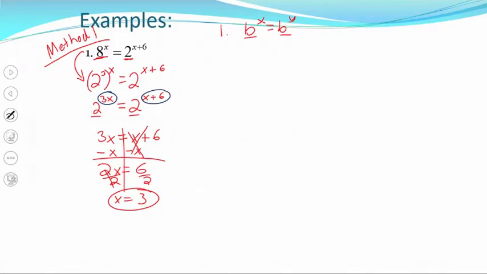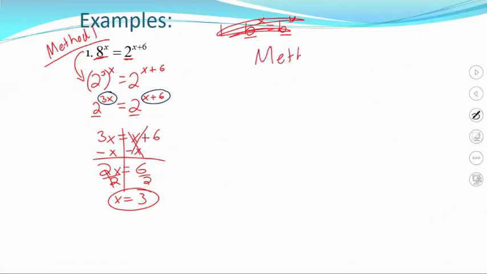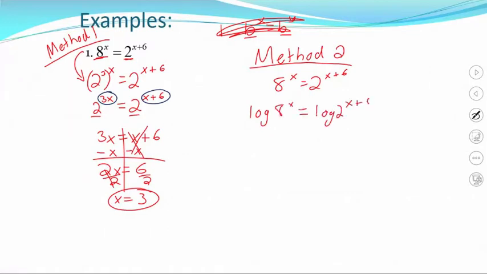All right, method 2 though. So I'll put it over on this side, I guess. Method 2. Method 2 is where you just put logarithms on both sides. So let's start with the problem 8 to the x equals 2 to the x plus 6. If you're going to use the second method, then you're just going to throw logarithms on both sides. So call this log of 8 to the x equals log of 2 to the x plus 6. So all I've done is really just write log on both sides.